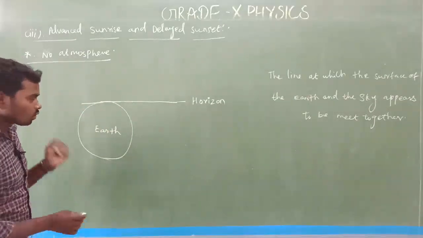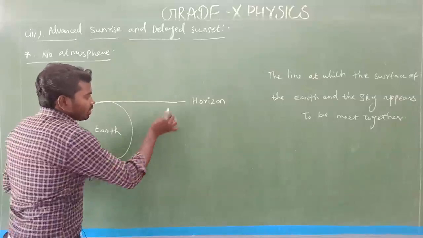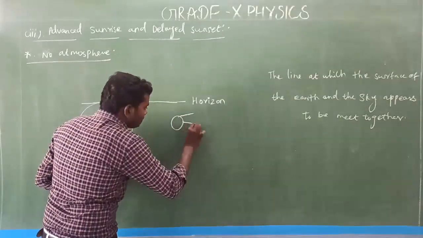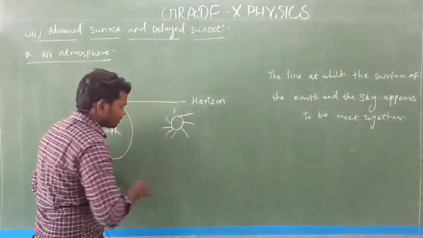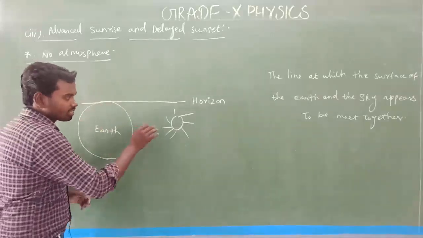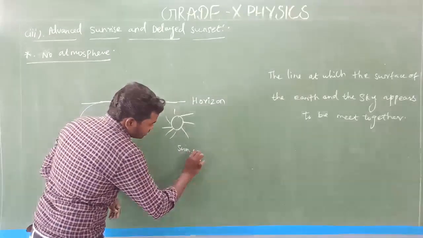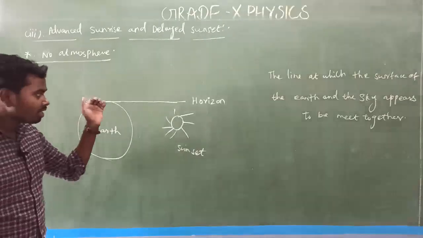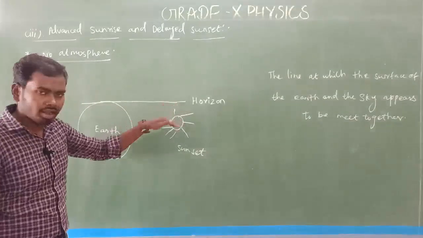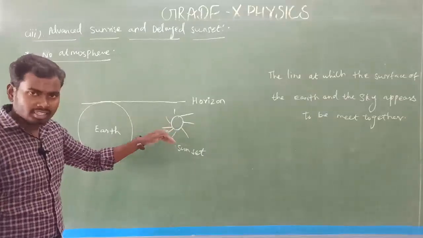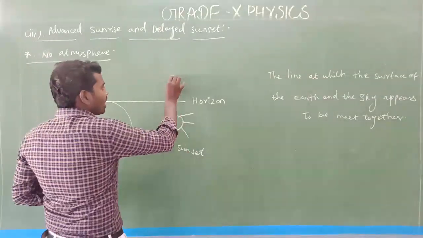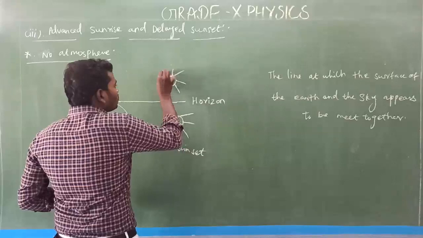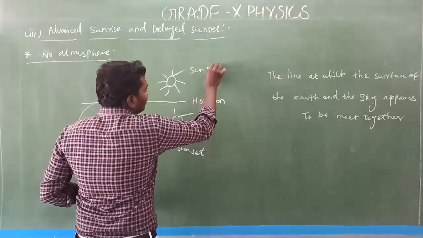So if the sun is below this horizon, that is called sunset. Now this point is very important. If the sun is below this horizon, then that is called sunset. Then if the sun is above the horizon, that is called sunrise.